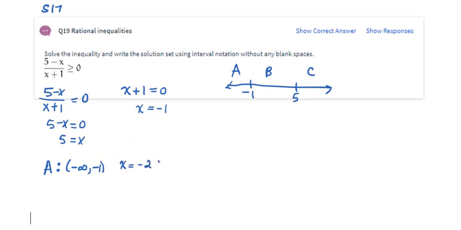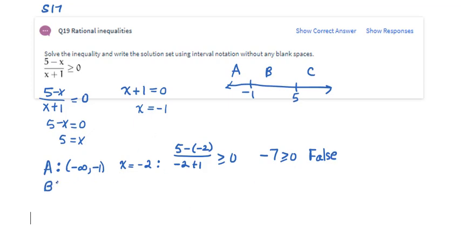When we replace x with negative 2 in the original inequality, we get 5 minus negative 2 divided by negative 2 plus 1, and we're asking ourselves, is that greater than or equal to 0? This simplifies to be 7 divided by negative 1, and that's negative 7, which is not greater than or equal to 0, so that is a false statement.